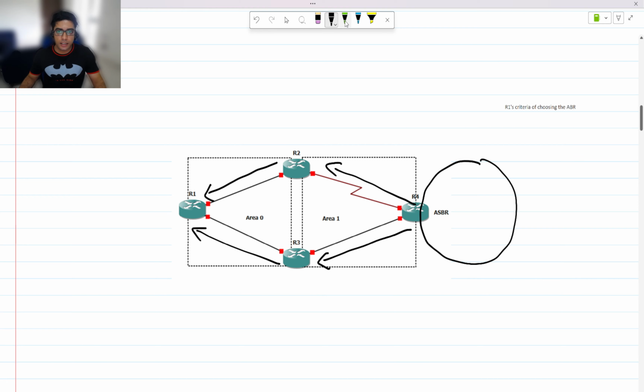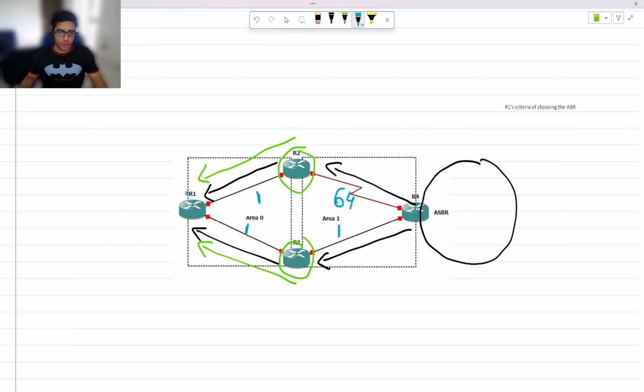Along with this type 5 LSA, they will also send their type 4 LSA, right? So now R1 has two ways to reach R4. One is via R2 and one is via R3. Which one will it choose, right? It will again choose based on the least cost. We know that on a serial interface, the cost is 64, and on the fast Ethernet link, the cost is 1. So this is also 1 and this is also 1.